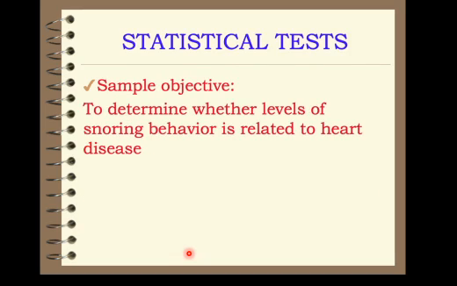Now, let's give an example for the chi-square test. The objective is to determine whether levels of snoring behavior is associated with heart disease. In this particular objective, the independent variable is heart disease and the dependent variable is level of snoring behavior. So both are qualitative in nature, so the statistical test to use is a chi-square test.